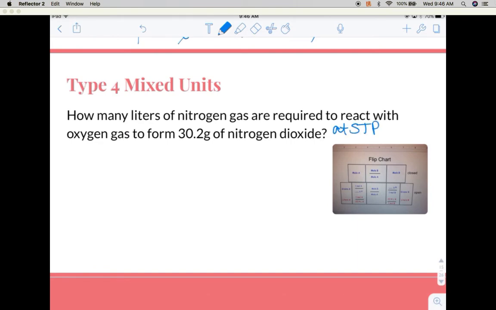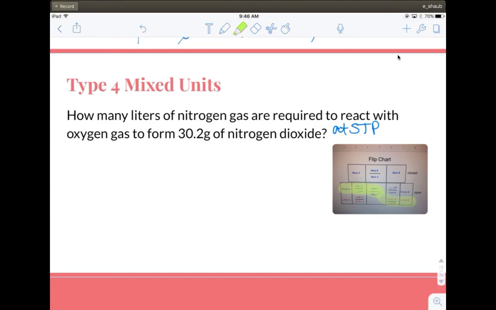So basically the only thing that's different is now I'm starting with grams, so I'm still going to go from grams through the mole ratio, but now instead of going to grams of B, now I'm going to go to liters of B. And what we learned in the last unit is that 1 mole of any gas always occupies 22.4 liters as long as you are at STP.